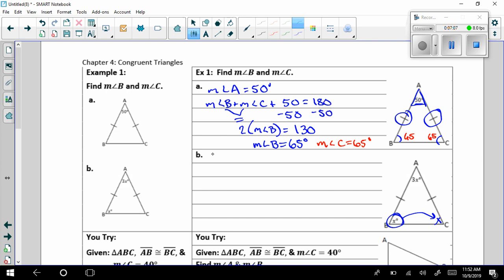So we can set up our equation and say 3x plus x equals 180, all three angles together. Right, so we have 5x is 180 and x equals 36. Right, so the measure of angle B, answering my question up here, is 36 degrees, and the measure of angle C, because it's also a base angle, will once again be 36 degrees.